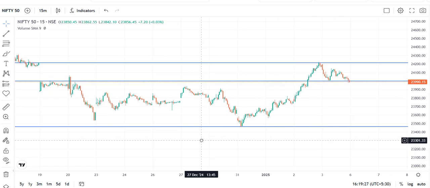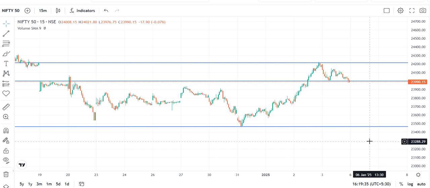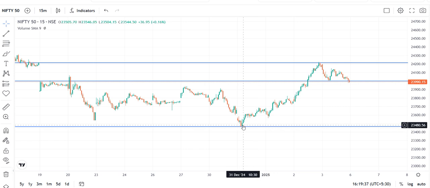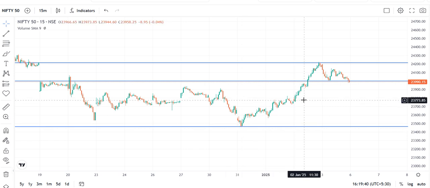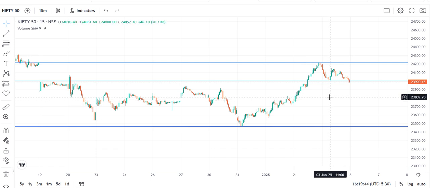This analysis mainly focuses on the intraday option bias. So, let's begin with our analysis. We can see, on 2nd January, on the expiry date, the Nifty showed a breakdown, then a breakout, and it reached this level. Now this analysis we are doing for the third of January.